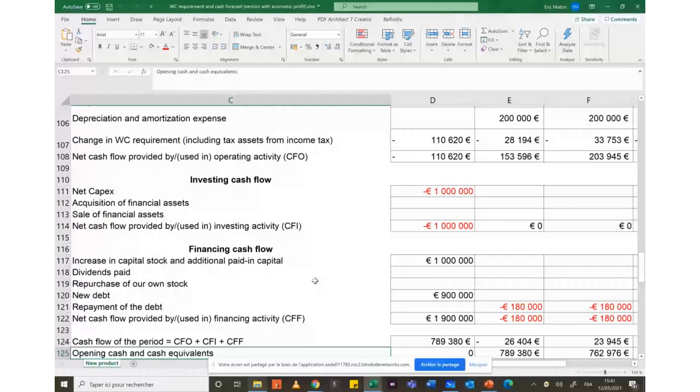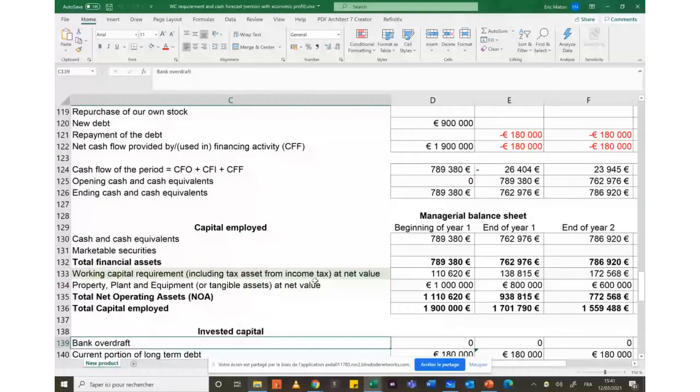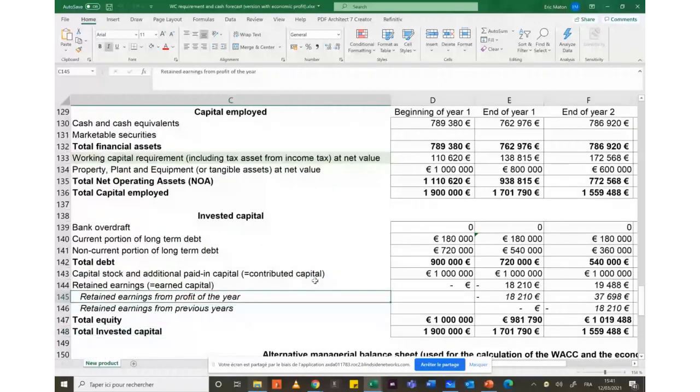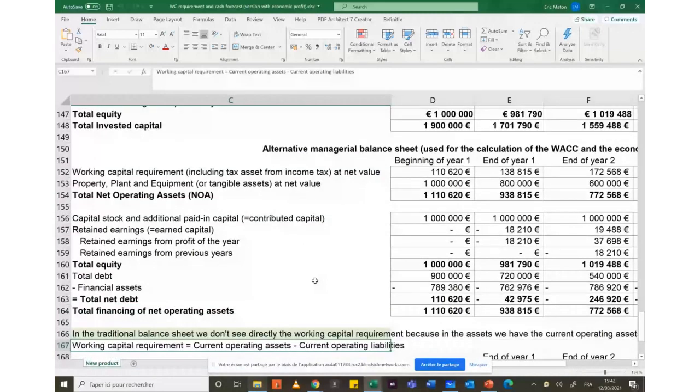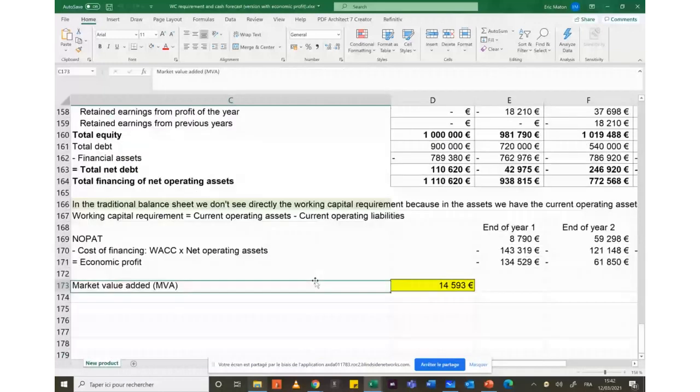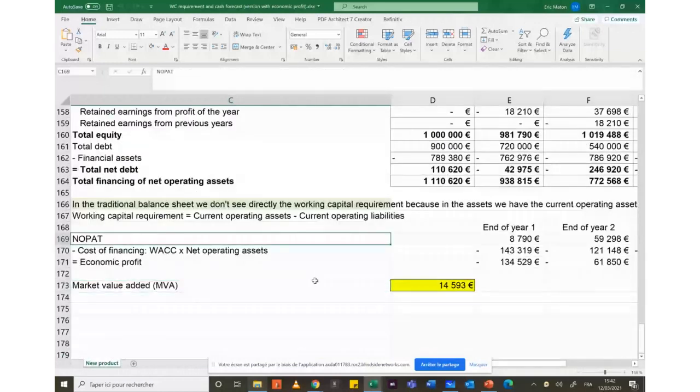I created the managerial balance sheet with financial assets, net operating assets, and capital employed. I have the equivalent in the invested capital. I separated the profit of the year from previous years, like in Vietnam. We have another presentation of the managerial balance sheet, as we said, the net operating assets in one side and the financing of the net operating assets on the other side. With the second managerial balance sheet, I created the calculation of the economic profit per year.